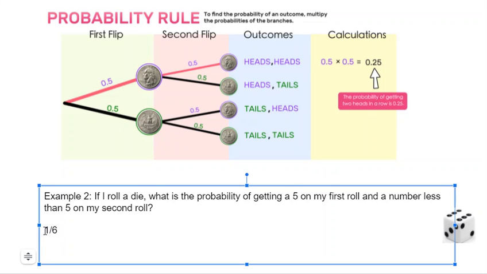I'm going to put parentheses on that because I can't make the pretty fractions on here. All right, times, all right, a number less than 5. So how many numbers less than 5 are on the die?